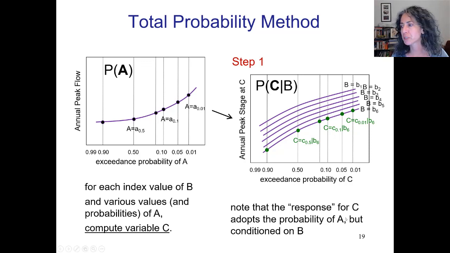Note that our response at C is just adopting the probability of my value A, but conditioned on the outcome at B. So now I have a family of conditional frequency curves for C given B.